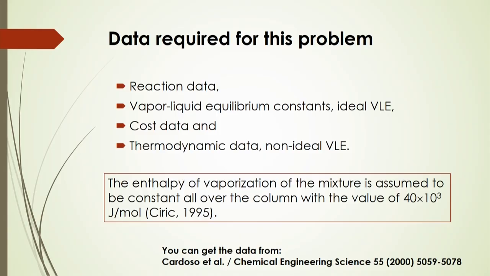It is also very important to know that here the enthalpy of vaporization of the mixture is assumed to be constant all over the column, with a value of 14 times 10 to the power 3 joule per mole, as per Sirik, given in 1995. So, you may get all this data from the paper published by Cardoso et al. in 2000 in the Chemical Engineering Science journal. You can take those data for further analysis.